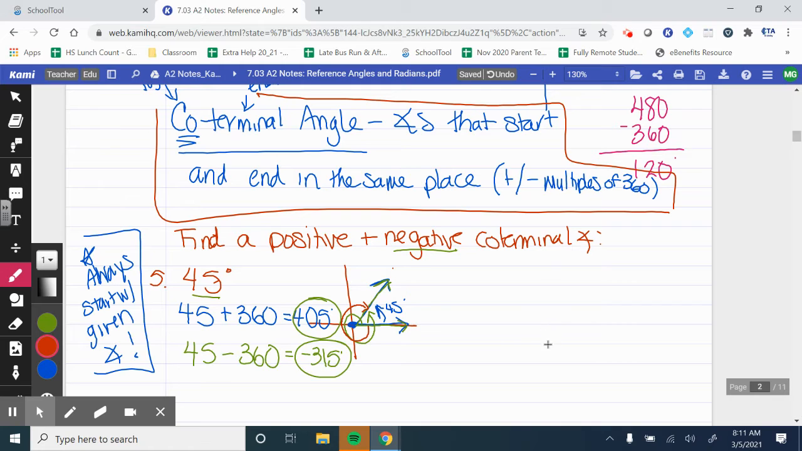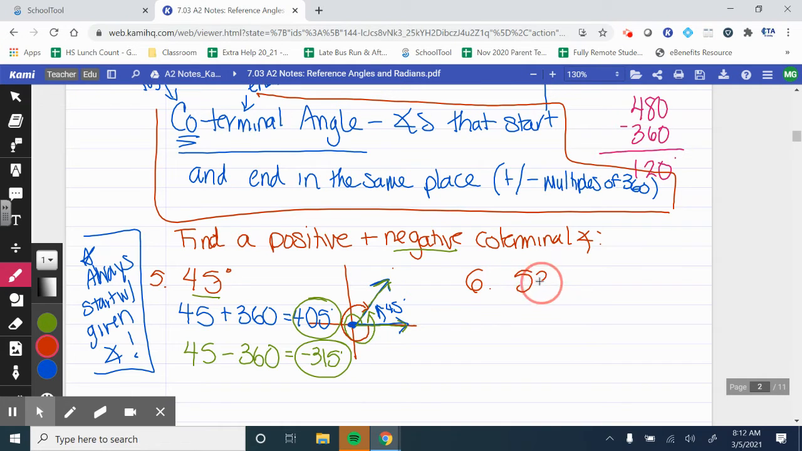So that is another coterminal angle. It still starts and ends in the same spot, but it's a different degree measure. And we could continue finding more. We could add another 360 onto 405. We could subtract 360 again from negative 315. So you can find multiple angles there.